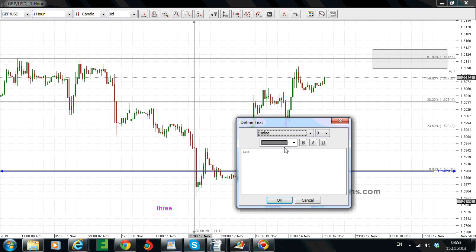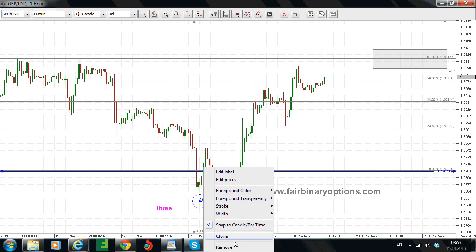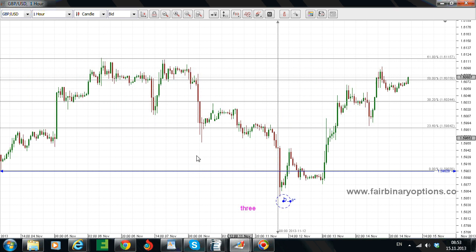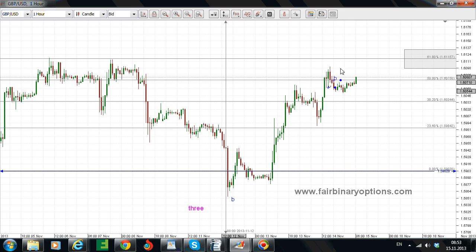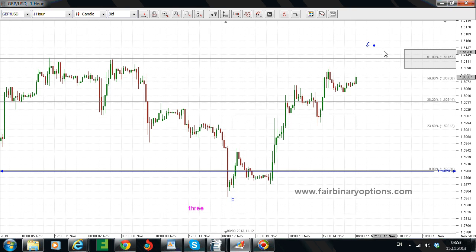So not pink, okay, but let's say B wave, make it blue. And then we are looking for a C wave to the upside in the form of an impulsive move. And you might say, well, the impulsive move is done. 1, 2, 3, 4, 5. Well, I don't really think so. And I'm going to show you why.